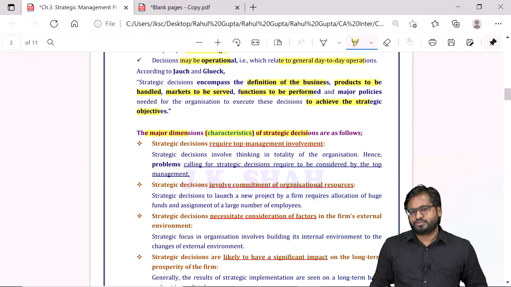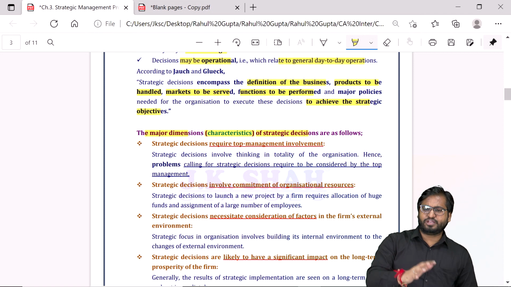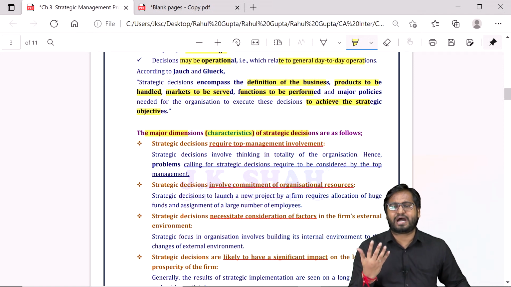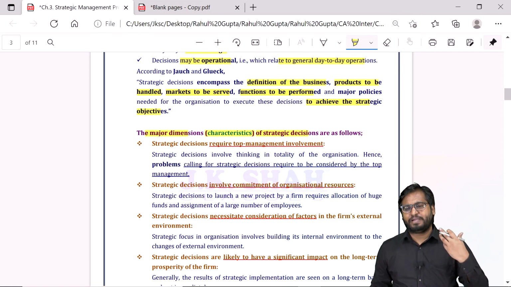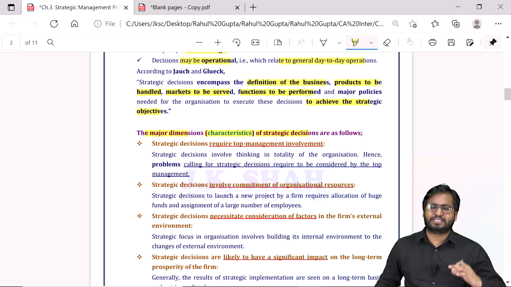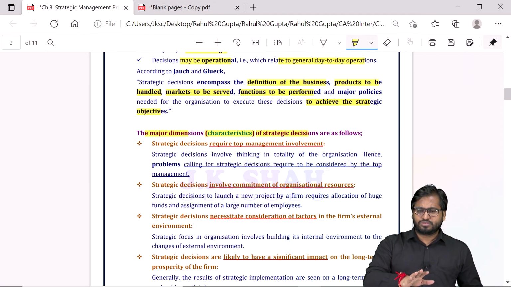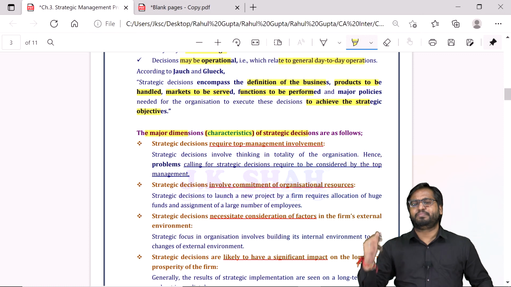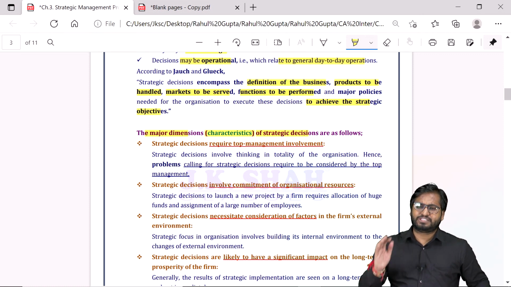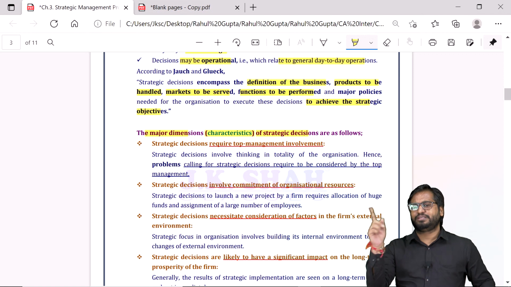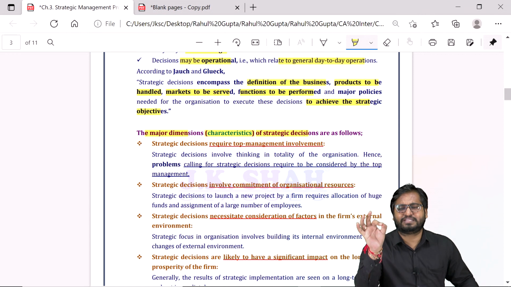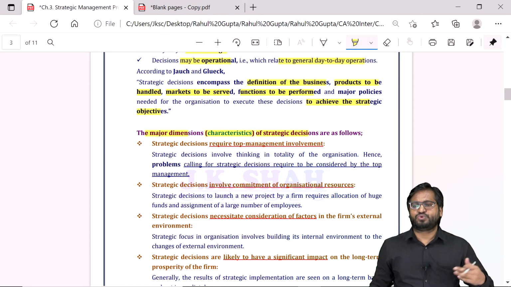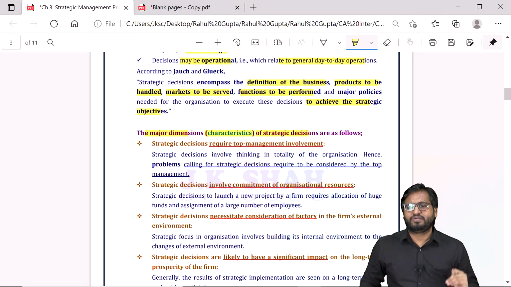Number two, if we want to start a new division, we were already into the car manufacturing business, already making cars of petrol variant, diesel variant, CNG variant. Now we want to start the electric vehicle segment. Don't you think this decision will be taken by the top management? Yes. Don't you think so? This will require commitment of organizational resources. Yes. We'll have to create one more division for electric vehicles. We'll have to hire people. We'll have to allocate money.